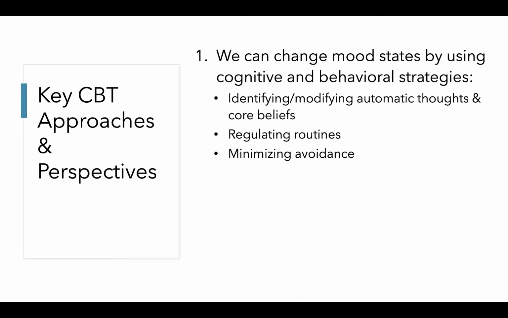So let's summarize some key cognitive behavioral approaches and perspectives, some of which we've covered in the previous slides. Most importantly, cognitive behavioral therapy approaches recognize that we can change our mood states by using cognitive and behavioral strategies. We can identify and modify our automatic thoughts and core beliefs. We can regulate our routines and minimize avoidance so that we are identifying the ways that we appraise the events that happen to us and striving to appraise these events in ways that promote our health and well-being.